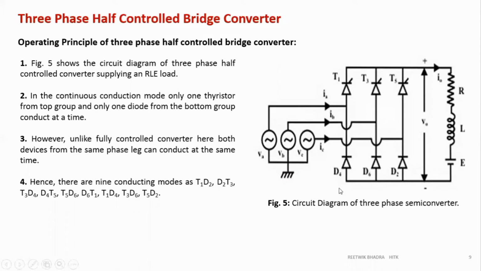So this is the basic three-phase semi-converter. The upper part has 3 thyristors, named T1, T3, T5. The lower 3 thyristors are replaced by 3 diodes, keeping the naming the same: D4, D6, D2. I told you how to write it. The difference is 3: 1 plus 3, 4. 3 plus 3, 6. 2 plus 3, 5.